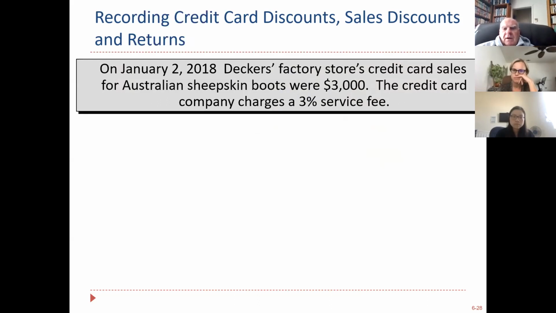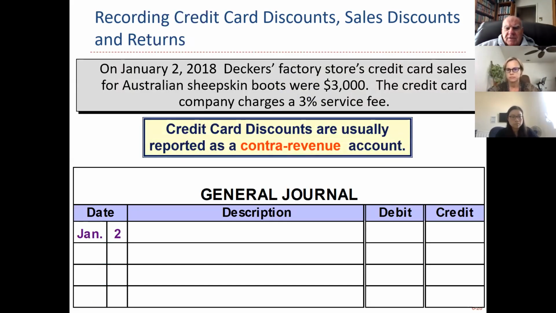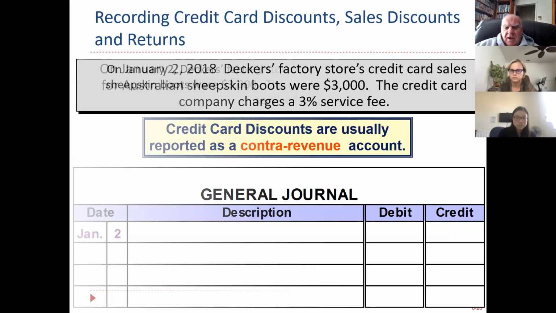So here we go. I went into Deckers and I bought one of my famous Australian sheepskin boots for $3,000, right? They swiped my credit card, and all I know as the customer is they took $3,000 out of my pocket, right? Well, what happened here? That credit card discount, or credit card fees, as it's more commonly known, is a contra revenue account, because Deckers is not going to get $3,000 in cash.